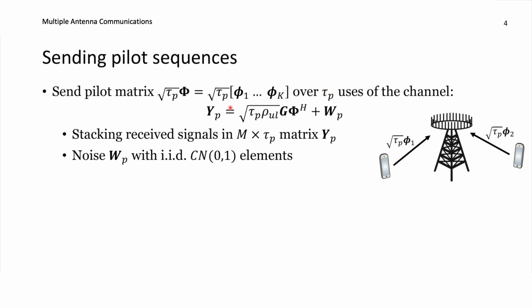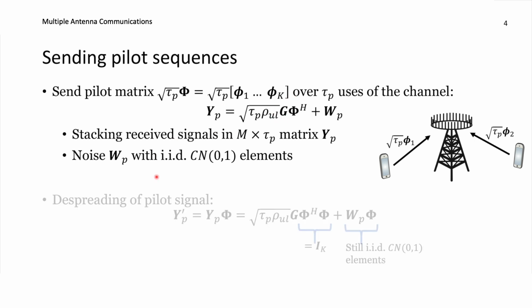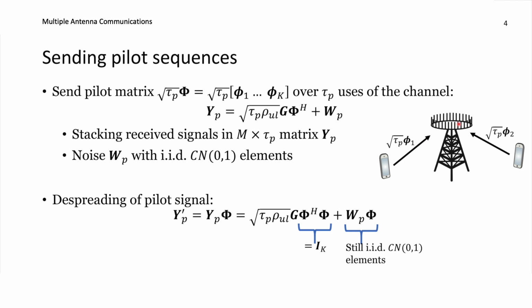When the base station has received yp, how can it use it to estimate the channel G? Well, the first step is to do a despreading operation, which means that it is multiplying with the pilot sequences that the different users were sending in order to separate out what each of these users were actually sending. So we take yp, we multiply it with psi to form yp prime.